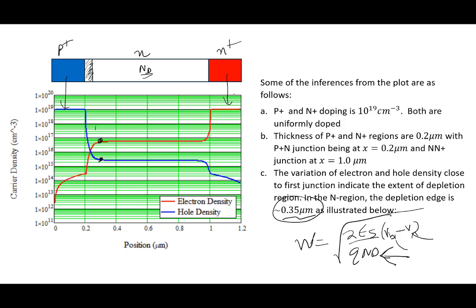Constant value between 0.4 to... It's a constant value. But what is the value? Around 10 to the power 17. It is below 10 to the power 17, 16.5. So how do we find that out?